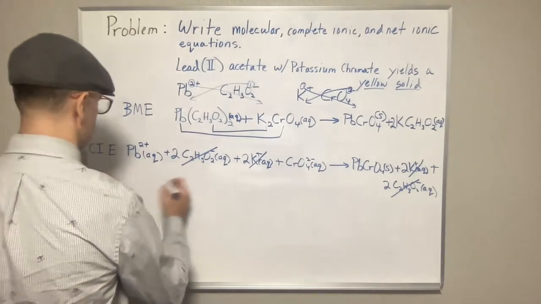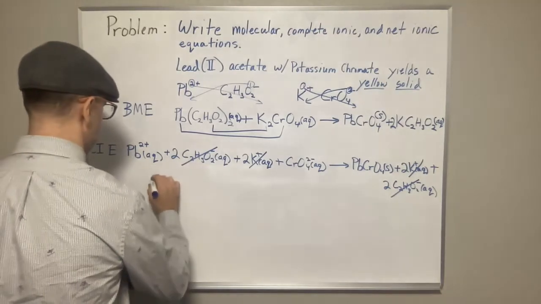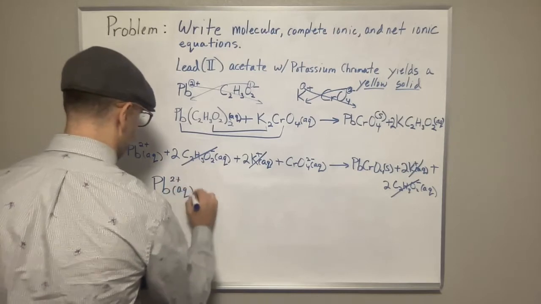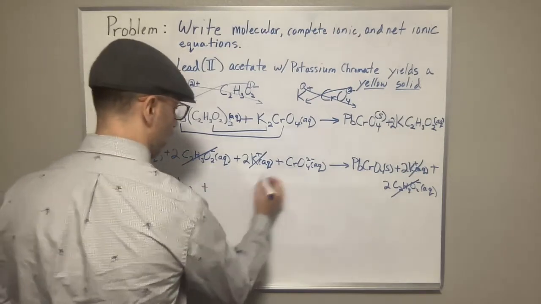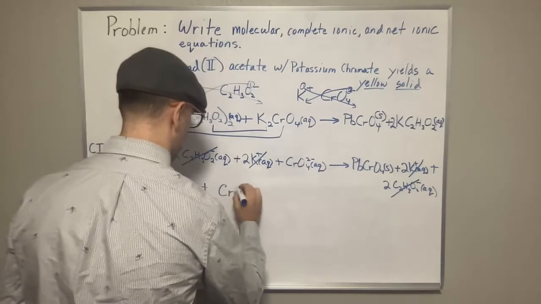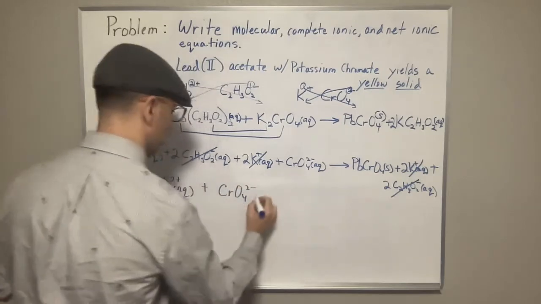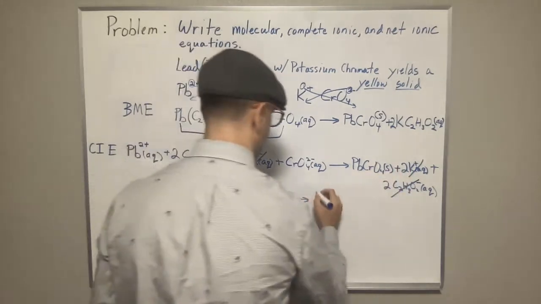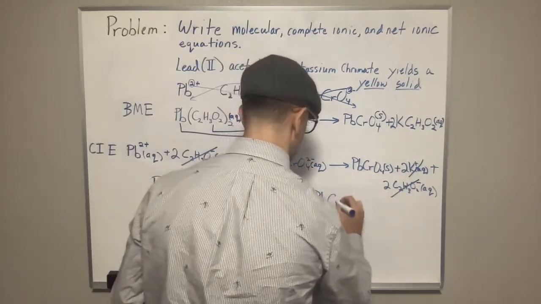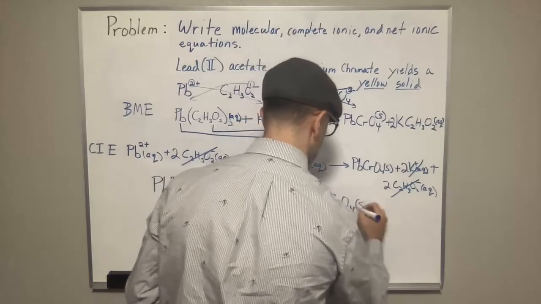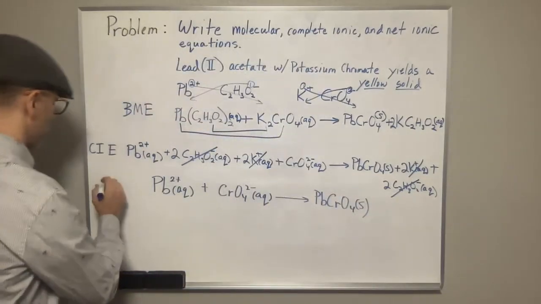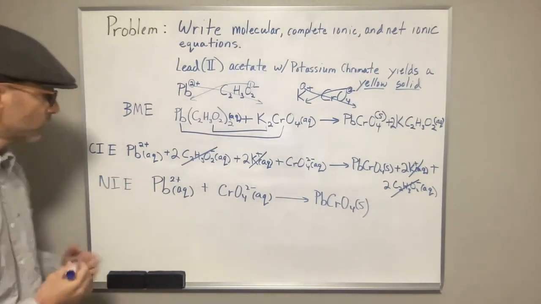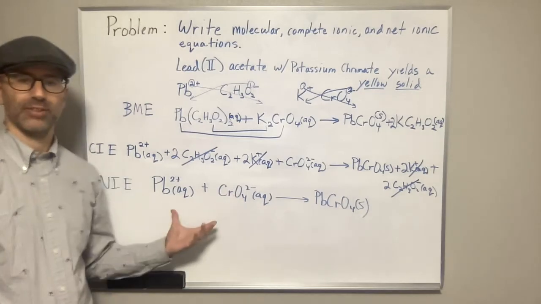Here, all I do is rewrite whatever is left. So I have Pb 2+ aqueous, plus I have my chromate, CrO4 2- aqueous, and that's going to form my PbCrO4 solid. This is my net ionic equation, and this is what's left.